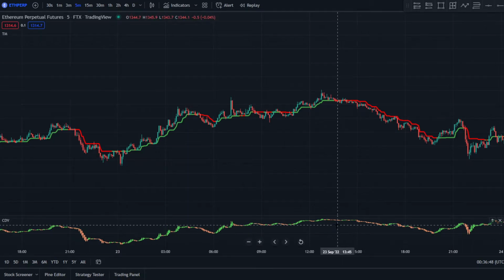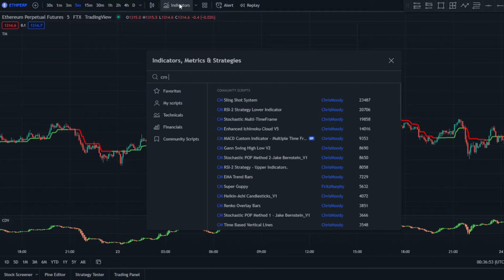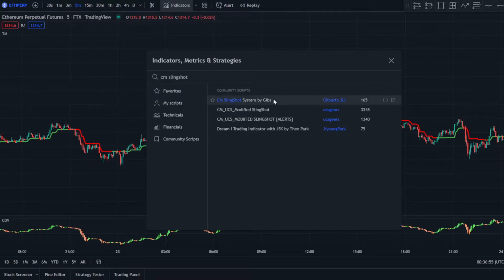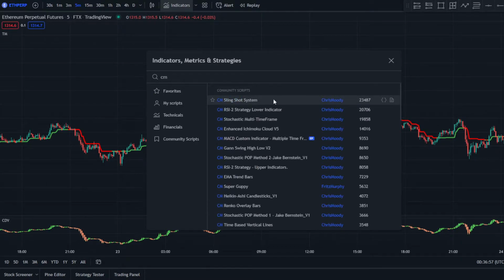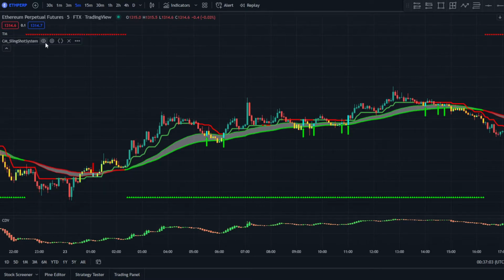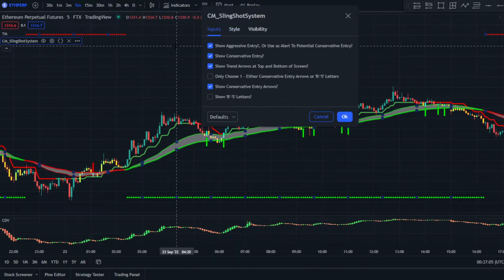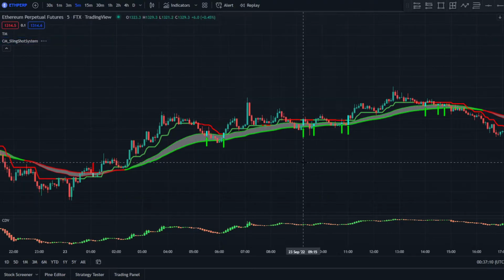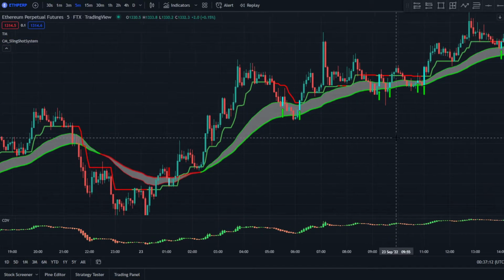This won't be your main indicator, but it will help you to give confirmation for you to enter the trade. And the last up will be your CM slingshot. So search CM, and you see this slingshot system by Chris Moody. Click on the first one and you'll have this. So for this, what you're going to change is you're going to go to inputs and remove aggressive entry, and you can remove the trend arrows as well because it doesn't really change anything.